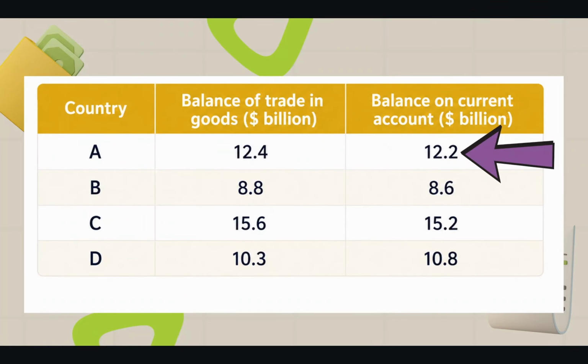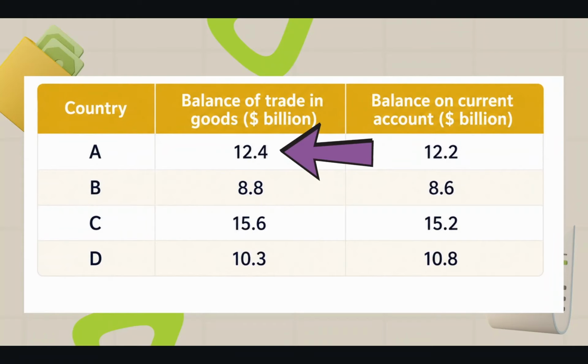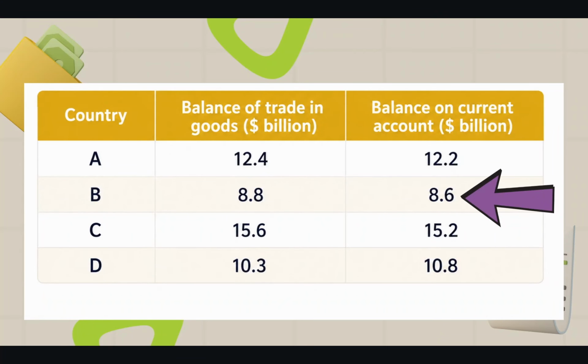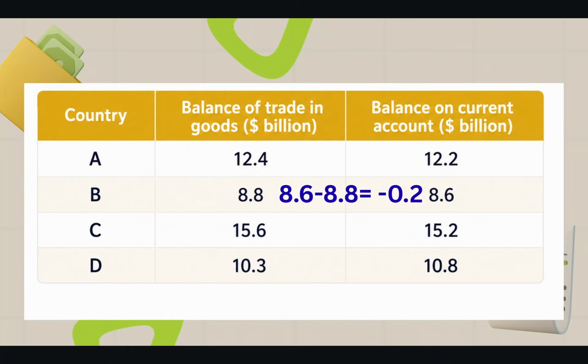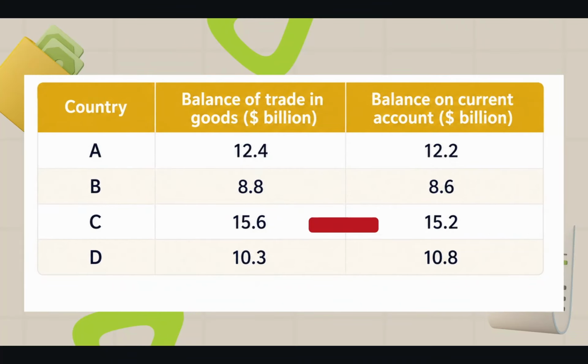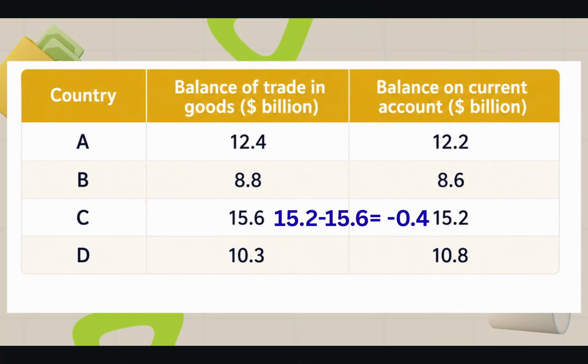We'll take the balance on the current account, 12.2 billion, minus the balance of trade in goods, 12.4 billion. This will give us a deficit of 0.2 billion. So not a surplus, so incorrect. Option B, 8.6 billion minus 8.8 billion gives us minus 0.2 billion. Again, a deficit, not a surplus. C, 15.2 minus 15.6. That gives us 0.4 deficit.